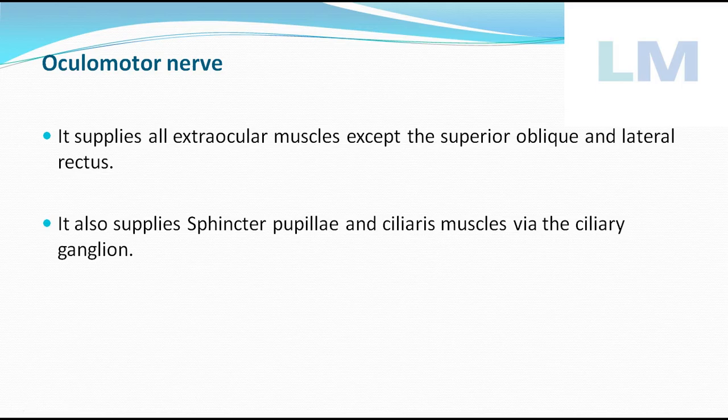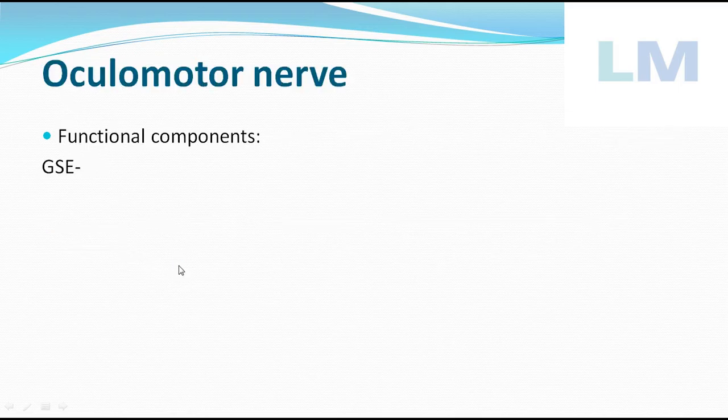This will increase the curvature of the lens, thereby helping in increasing the refractive index of the lens, thereby helping in accommodation, meaning getting adjusted to near vision from a distant vision. Both of these, the constrictor pupillae or sphincter pupillae and the ciliaris muscle, are supplied via one ganglion called the ciliary ganglion. But this nerve controls that ganglion, the ciliary ganglion.